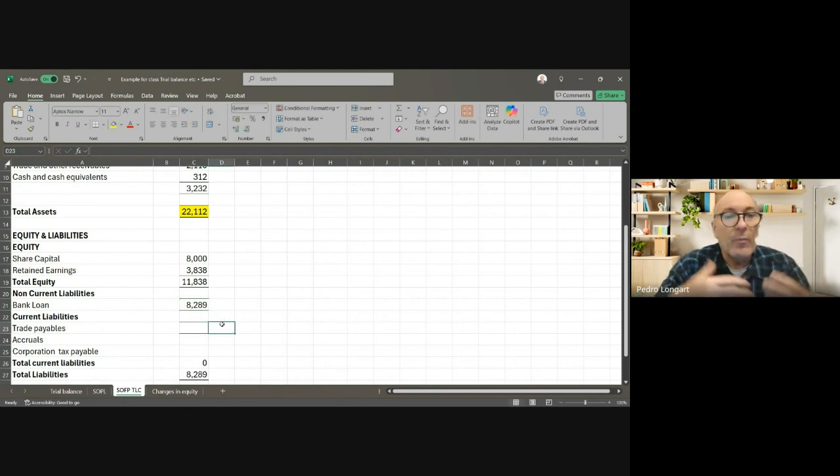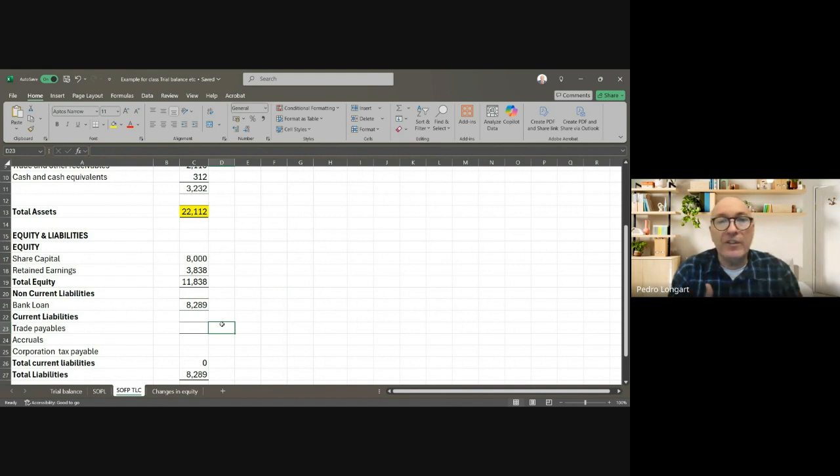So this is for more than a year. Now there are things that we actually have as current liabilities. That means for less than 1 year. We need to pay our creditors. That means people that we got credit from.